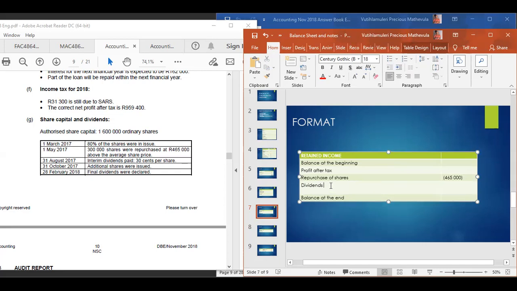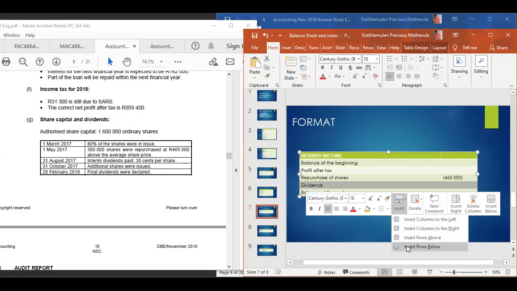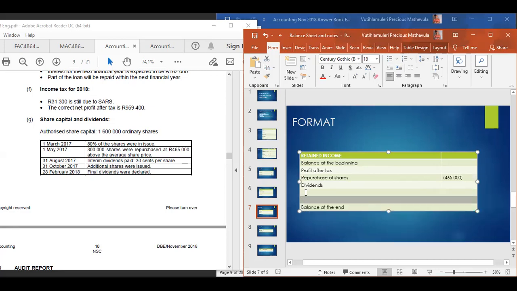So I think I'll just add 2 rows to show which kind of dividends we're talking about, to separate them. Right. So here we're going to write interim.